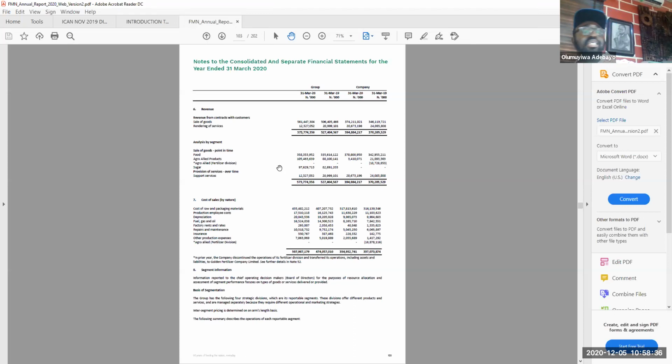Okay. The notes to the account, in terms of analysis: what is the source of revenue? Revenue from customer to customer. They render services and they also sell goods. How much have they made in each line? They broke it down into various segments. Likewise, the cost of sales.